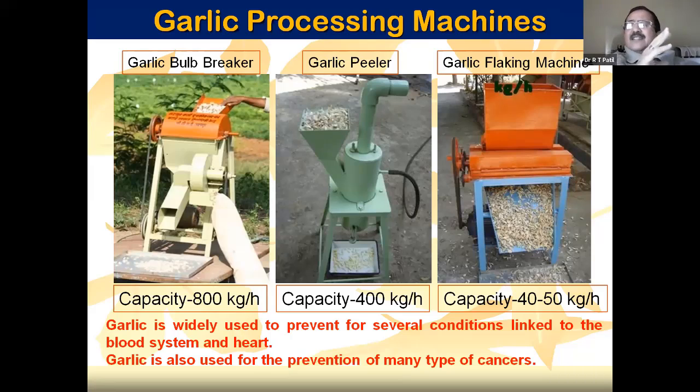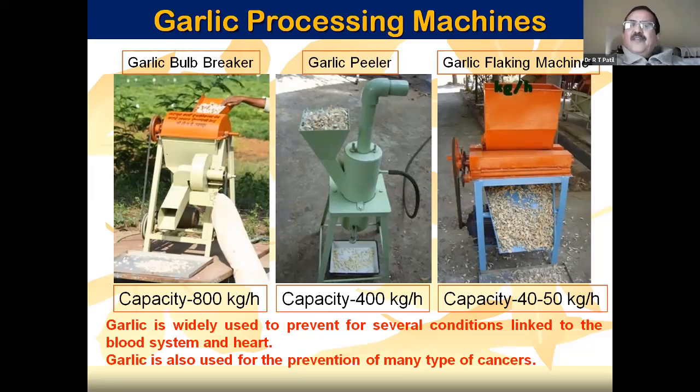This is where the garlic processing units come in. The first machine is the garlic bulb breaker. It breaks the garlic into different cloves. Then another one is the garlic peeler. Then it is peeled, which we do at home, and it takes a lot of time. The third one is a garlic flaking machine.